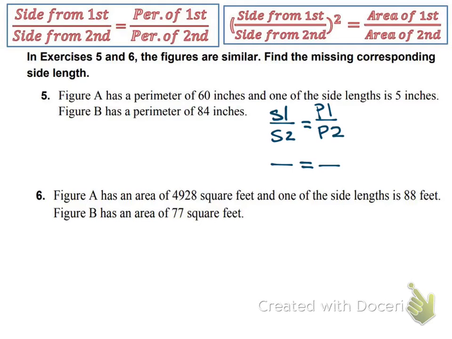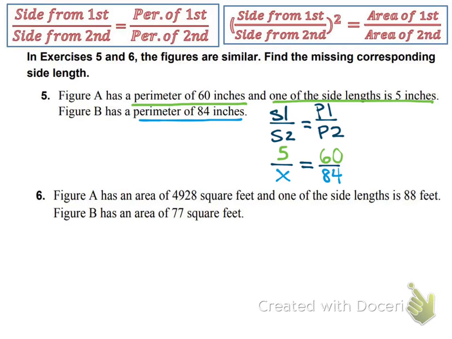So we're just going to read and figure out where these numbers go. It says figure A has a perimeter of 60 inches. So where am I going to put the number 60? P1, correct. Top right. And then one of the side lengths is 5 inches. That's S1. That's the side that corresponds with figure A. Figure B has a perimeter of 84 inches, so P2. So we do not know the other side length. You can call it X, you can call it S, you can call it whatever you please.